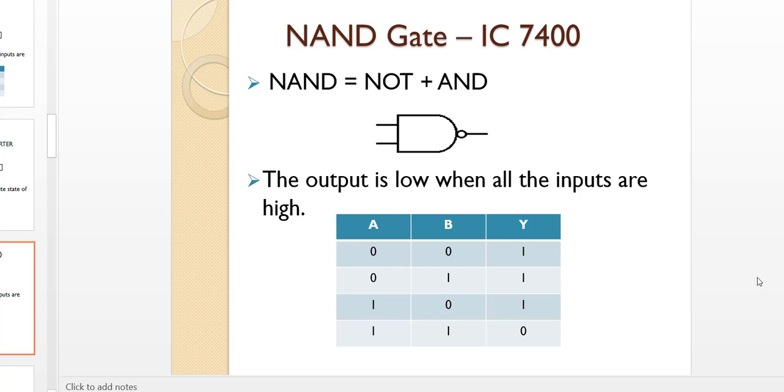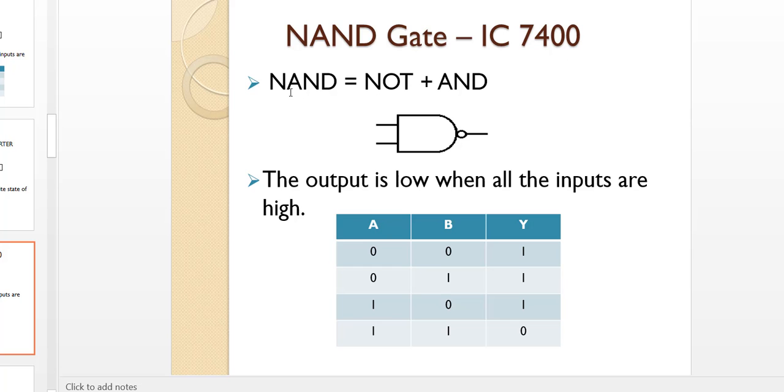These are the three kinds of basic gates we have seen earlier: AND gate, OR gate, NOT gate. Now we are going to see the universal gates. Universal gates are the NAND and NOR gates. Remember the earlier slides? Yes, NAND and NOR gates are called universal gates. So what is the NAND gate IC number? IC7400. IC7400 is the NAND gate.